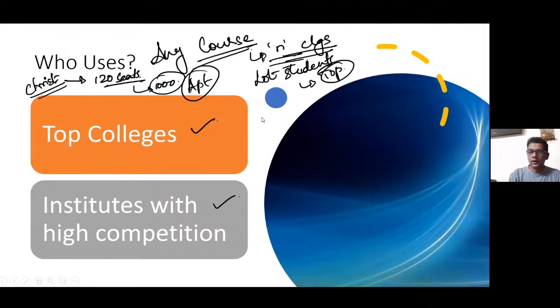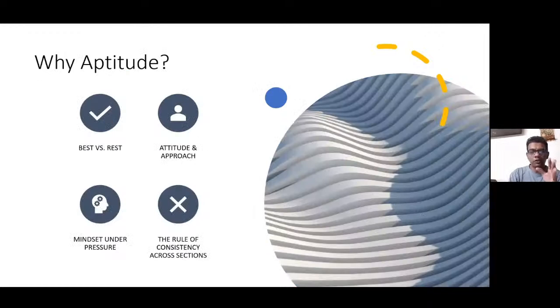Now, let's move on. Now the point is why an aptitude exam? So fair enough. The question is very straightforward now. We have understood that there is an aptitude exam. We have understood that top colleges conduct an aptitude exam. But now I need to understand, why do they conduct only an aptitude exam? Why can't they conduct something else?